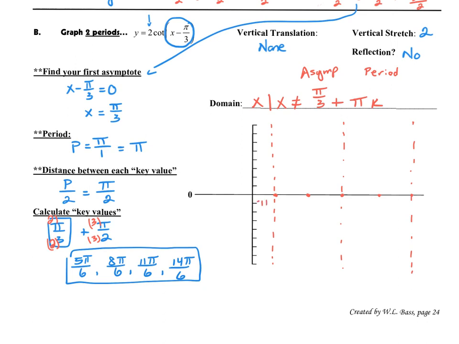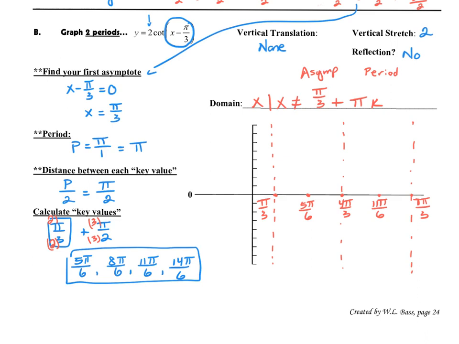So we'll have our nice pi over 3, 5 pi over 6, reduce the 8 pi over 6 to a 4 pi over 3, 11 pi over 6, and reduce the 14 pi over 6 to a 7 pi over 3. And what you should be able to see is that the distance between the asymptotes should be a period. So it is. In fact, this distance is 3 pi over 3, which is pi, so we're good.